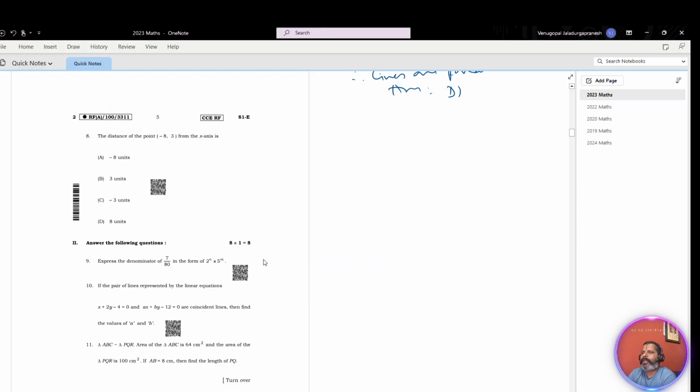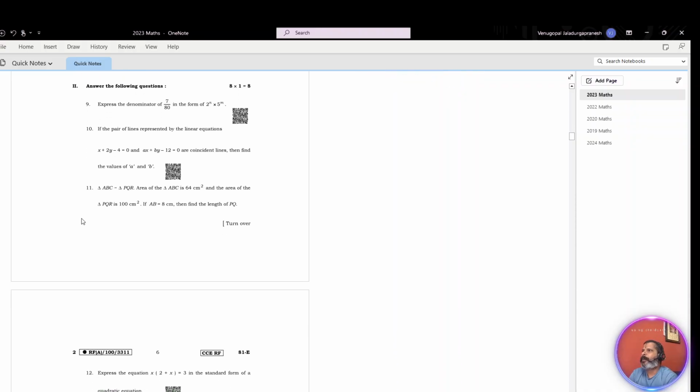So the last one in the first main MCQ. The distance of the point from x-axis. Remember this concept. Whenever they ask the distance of a point from x-axis, you have to answer the y coordinate. Similarly, the other way, the distance of a point from y-axis means x coordinate. So here, the distance of the point minus 8 comma 3 from x-axis means you have to answer the y coordinate, that is B.